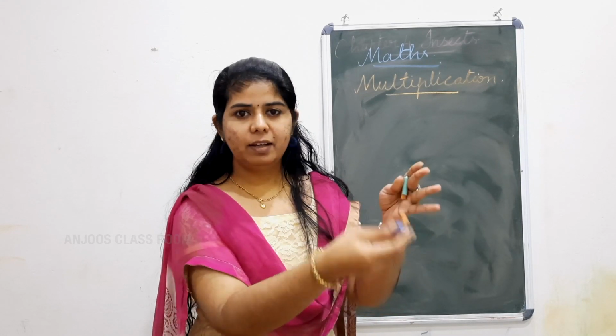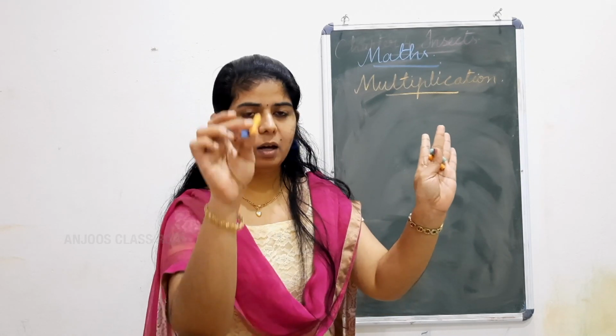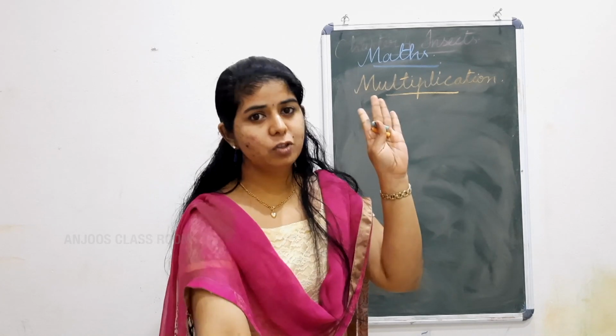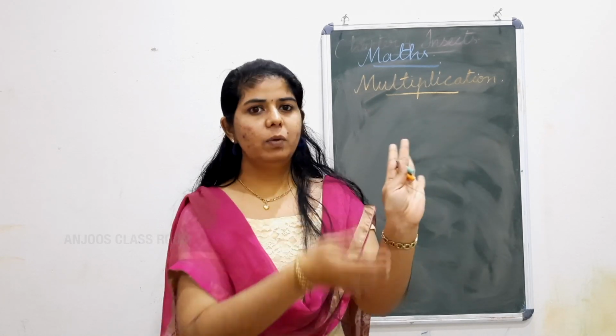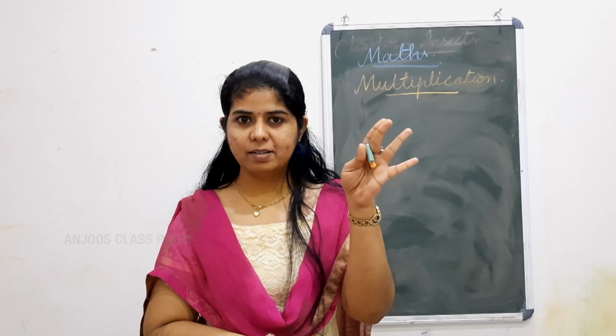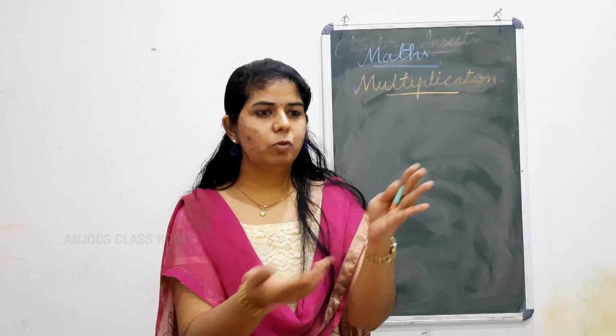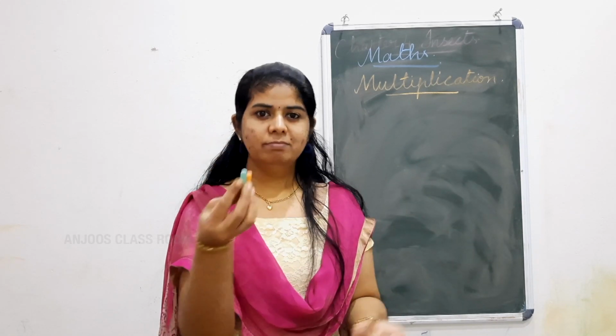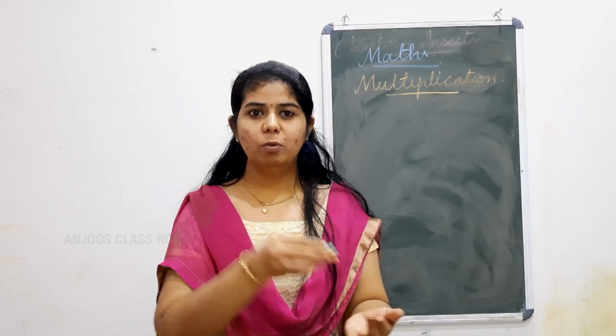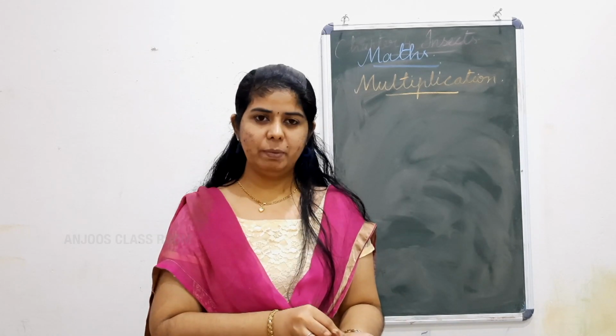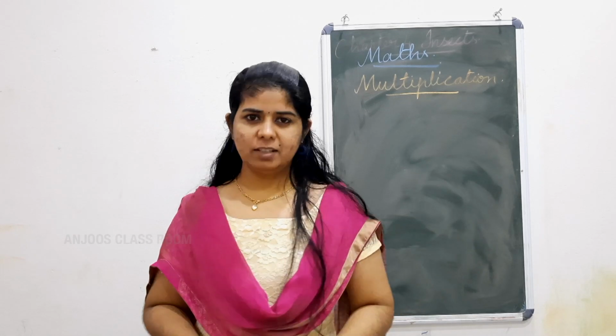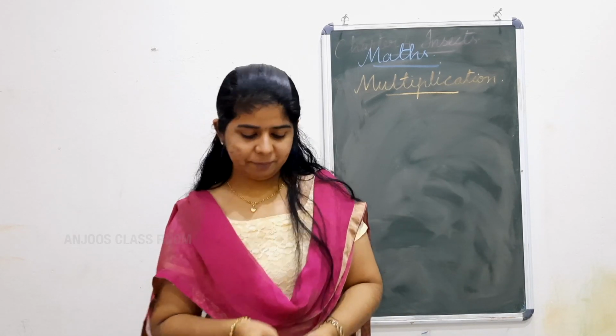Now, if I have taken some out, out of this 4, I have taken 2 out. So, how many are there in my hand? The balance. 2. So, 4 minus 2 is 2. That is subtraction, to know how many remain. Now what is multiplication? That's what we are going to see.